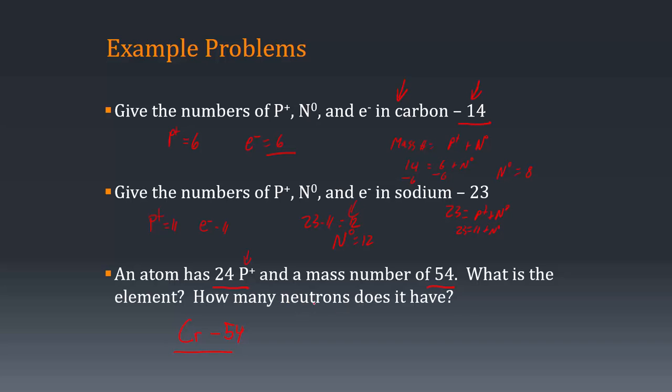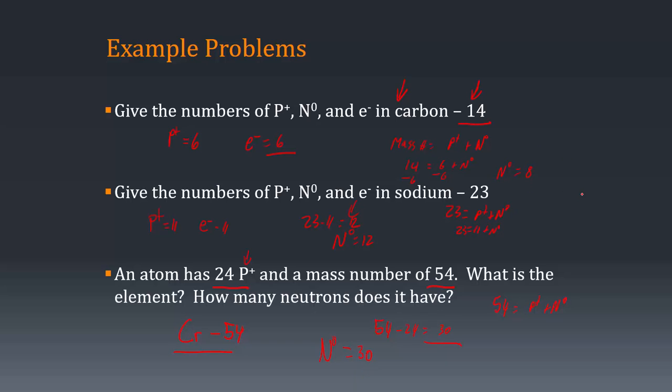And it says, how many neutrons does it have? Well, 54 minus 24 equals 30. Again, that's because 54 is equal to the number of protons plus the number of neutrons. And so it told me 24 protons, so I subtract that off and I get 30 neutrons. So my number of neutrons is 30.